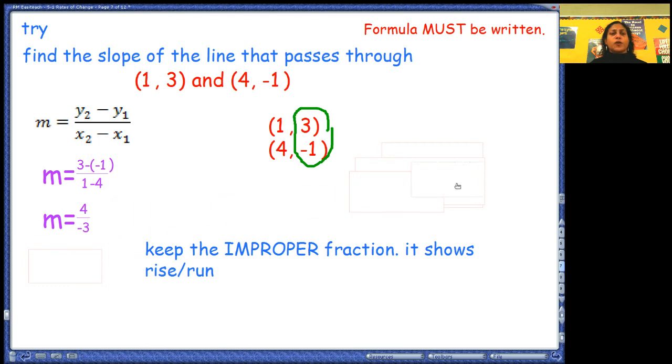which simplifies to 4 over negative 3, which means that the entire fraction simply becomes negative, and it's negative 4 over 3. Remember to keep the fraction improper. This shows us the rise and the run, and the rise is negative 4, the run is positive 3.